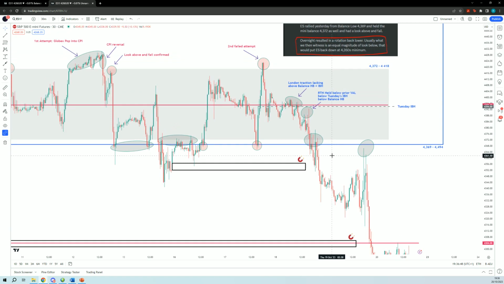So with the combination of these factors, we were able to not only anticipate a short, but also hold it with confidence, with conviction throughout. Now that you have the balance rules in full effect at the open, whereby ES held below the balance halfback, post that sharp look above and fail of Tuesday's value area high, value area low right here, let's also bring in the intermarket confluence that was present with DAX being below its initial balance low. That was a recipe for a clear move down.